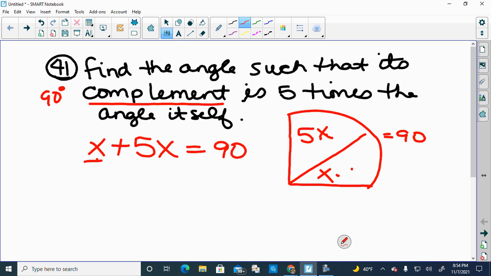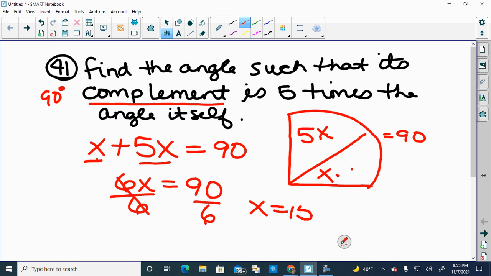Okay, so now we're just using algebra to combine our like terms. So 1x and 5x would give me 6x equals 90. Okay, and then just solve for x. So we would divide by 6, divide by 6. So x is equal to 15. Okay, and they were just wanting to know what this angle was.